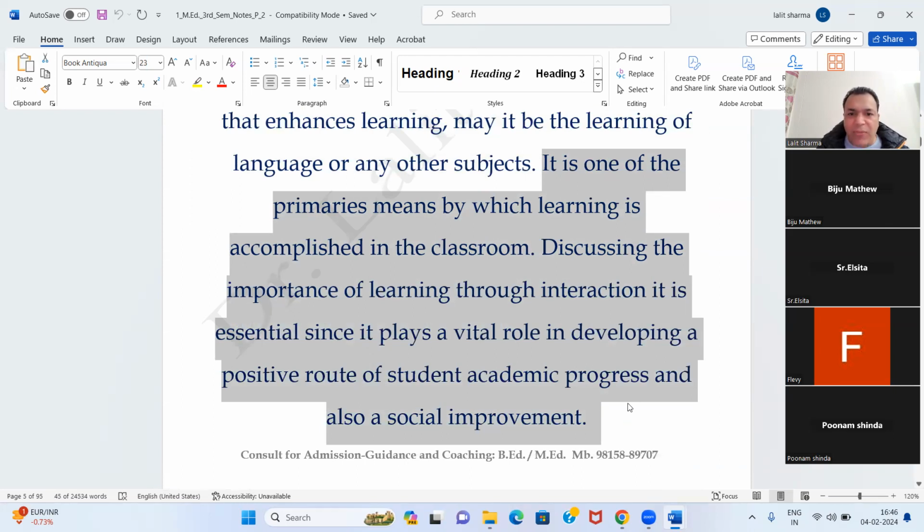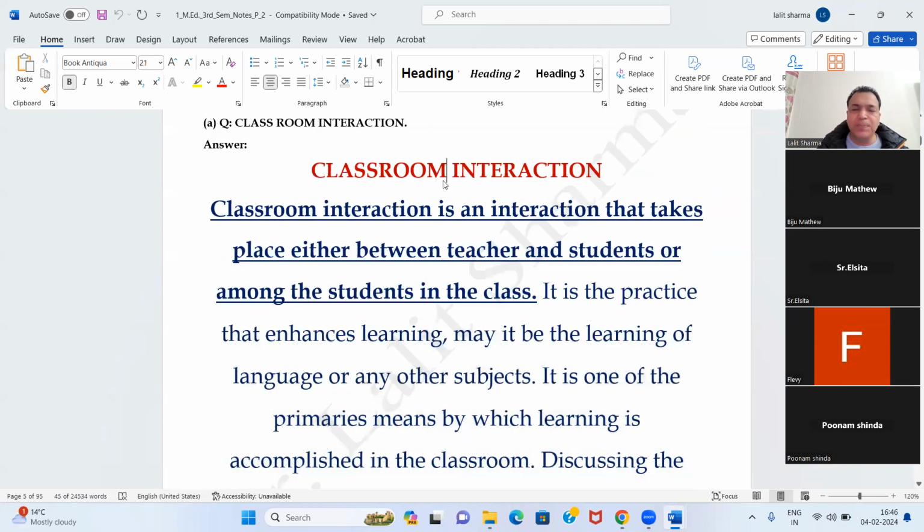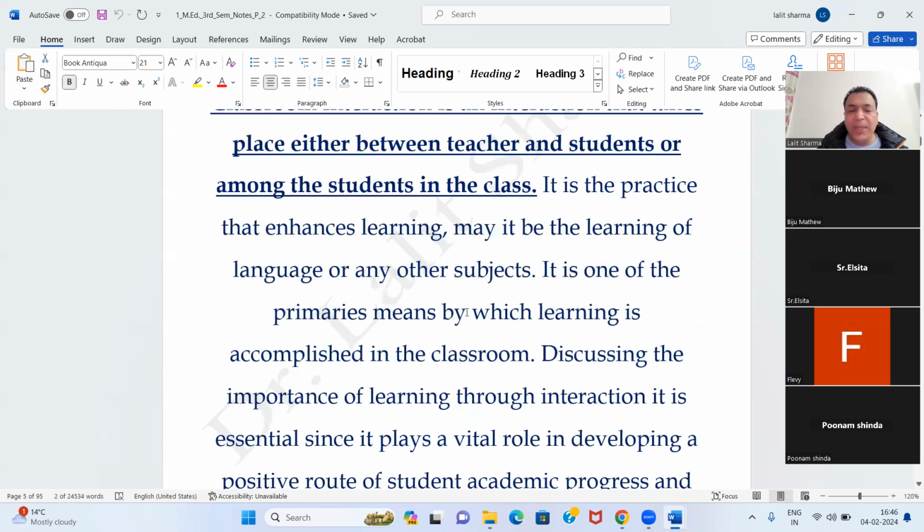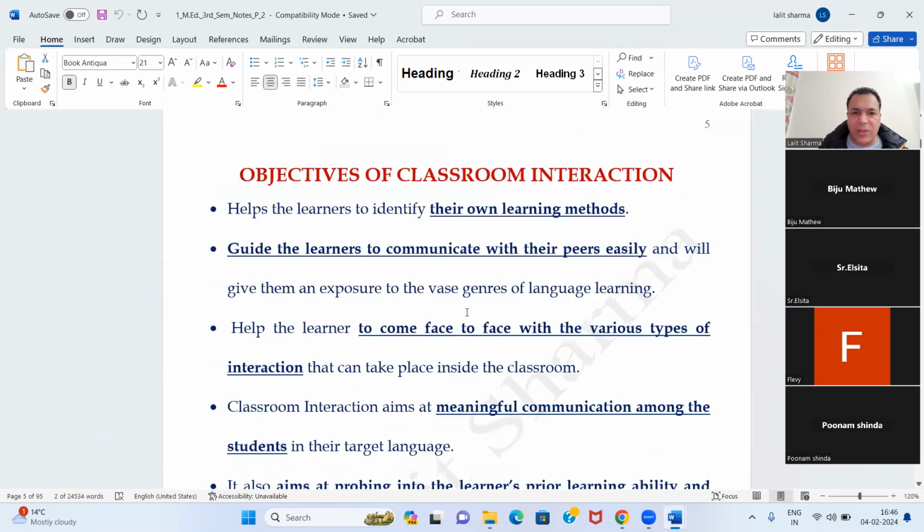Discussing the importance of learning through interaction, it is essential since it plays a vital role in developing a positive root of a student's academic progress and his social improvement. So guys, classroom interaction is most important in order to enhance learning among the students.